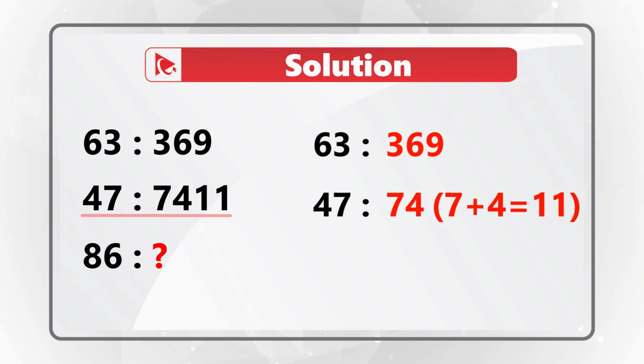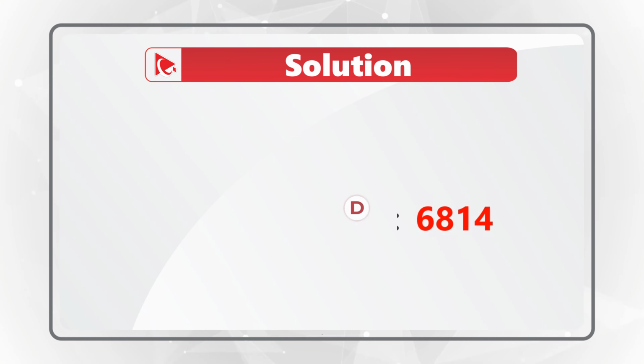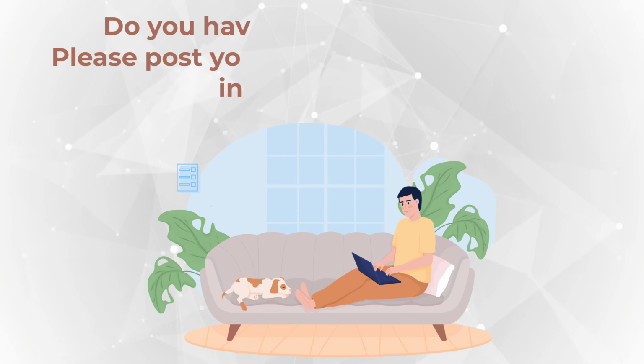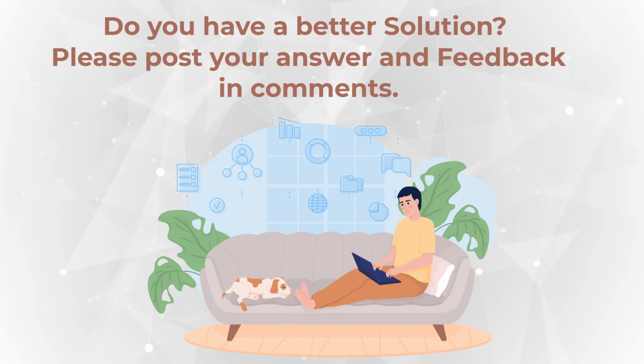So to get to the correct solution for 86, we need to swap 6 and 8 and then add 8 plus 6, which equals 14. So the correct answer here is choice D, 6814. Hopefully you've nailed this question, enjoyed this solution, and now know how to answer similar problems on the test.